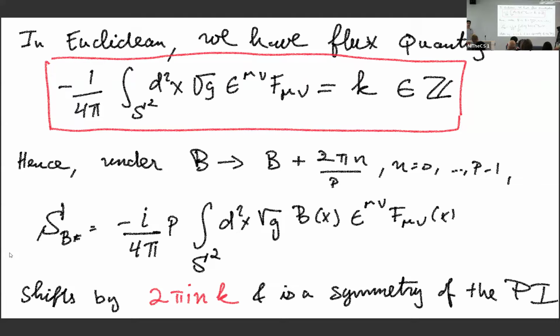How do we see that this theory has a ZP symmetry? Well, remember, B is identified with B plus 2 pi. However, if I shift B by 2 pi n over P for n from 0 to P minus 1, then the action only shifts by 2 pi i times an integer. Again, I haven't changed any of the physics. So this is an honest to goodness symmetry of the theory. And the reason that I don't go past P minus 1 is because if I take n equals P, then B goes to B plus 2 pi, and we know that B is compact. There's only a discrete number of shifts for the field B, so this is a discrete symmetry.